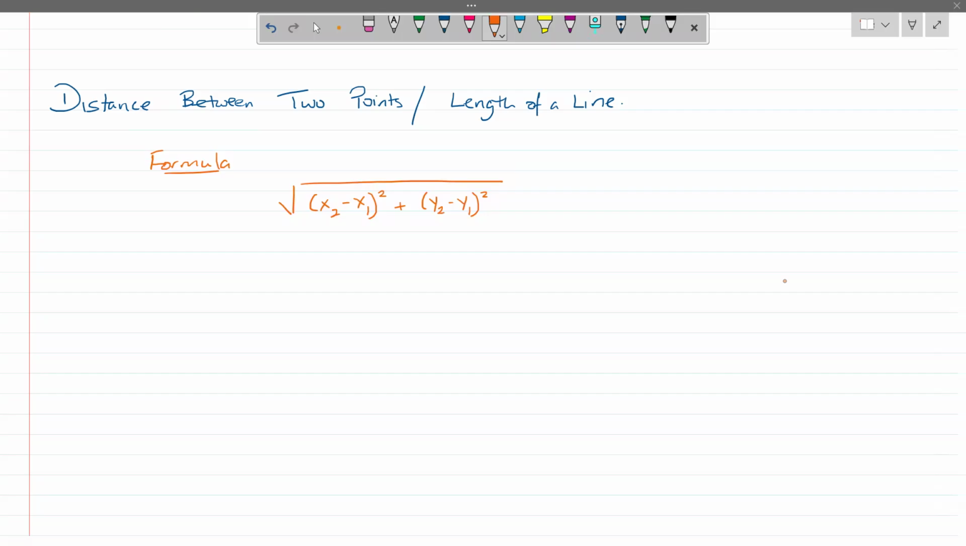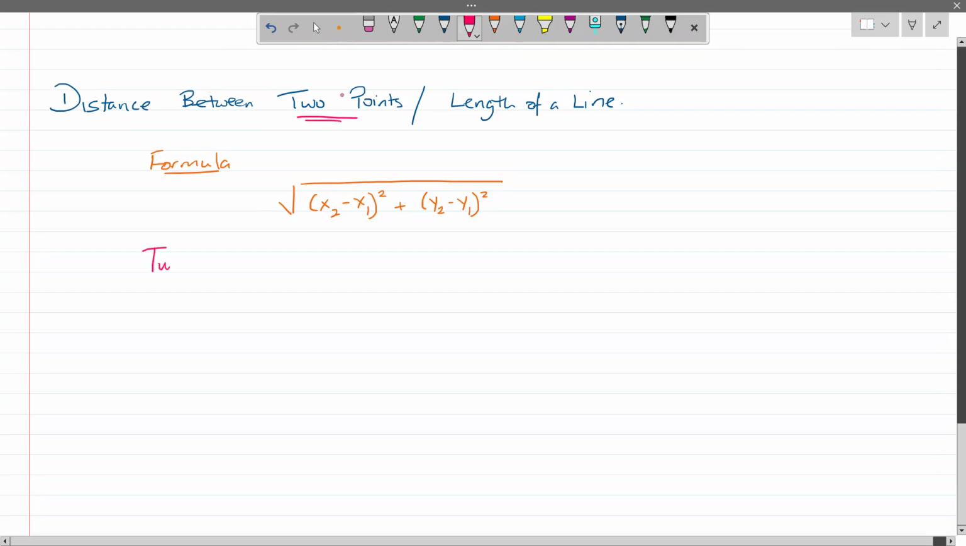Right. Now we want to look at the distance between 2 points or the length of a line. If we're doing the length of the line, the 2 points that we're using should always be the end points. Sometimes you might just want to find the distance between 2 points. This is the formula that we'll use. Obviously, you're going to need 2 points.